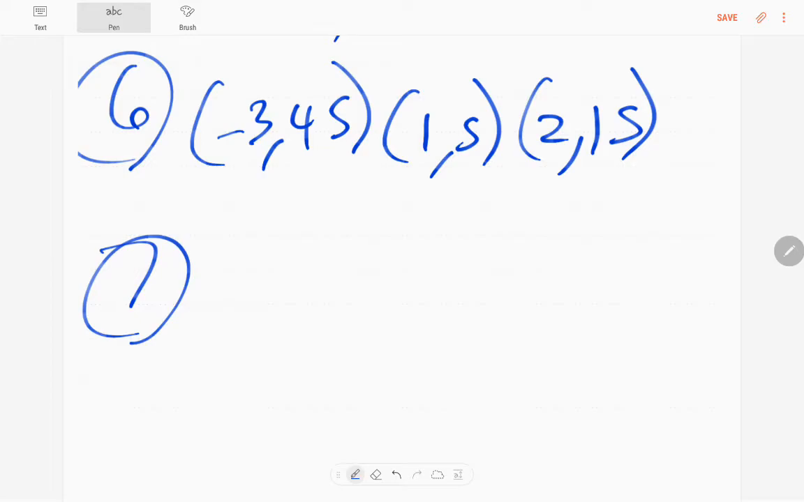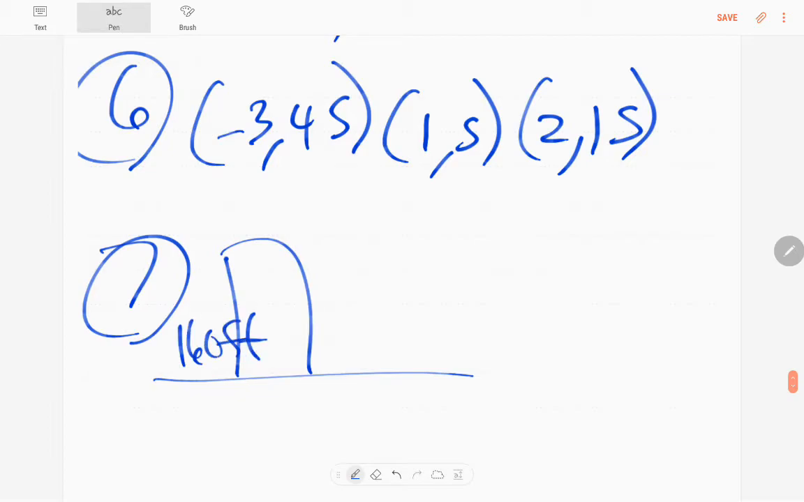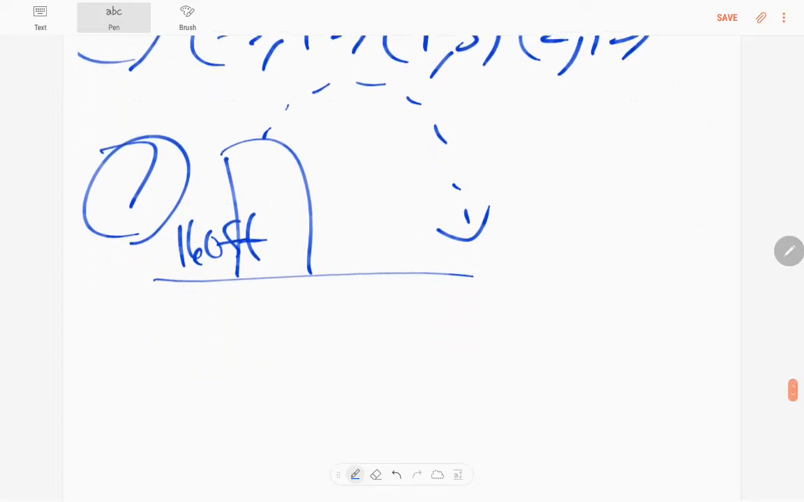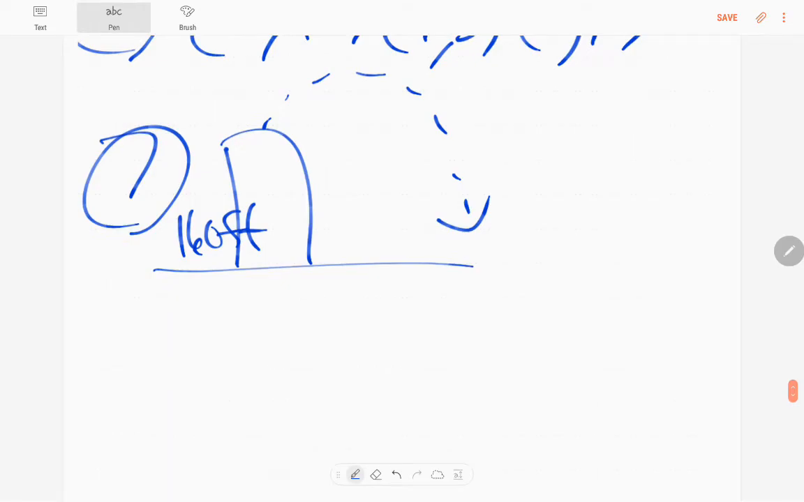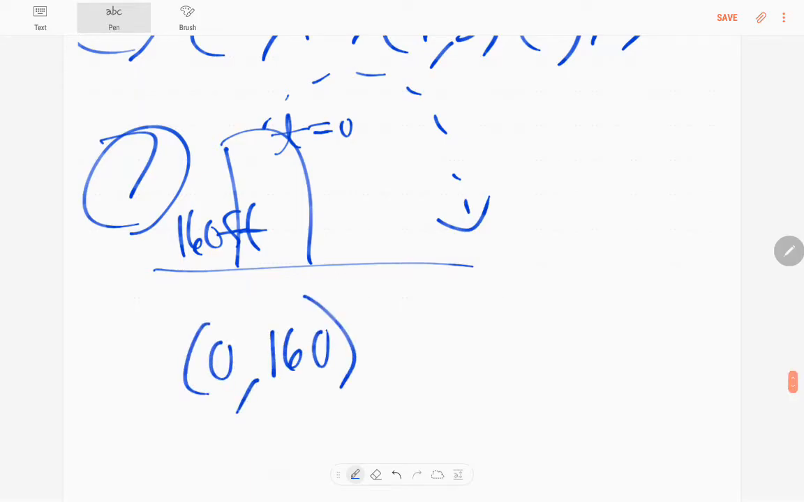The tricky part about number 7 is to actually come up with the points. Let me read it to you. It says a ball is thrown upward from the top of a 160-foot high building. So the height of the building is 160 feet. The ball is 192 feet above ground level after 1 second. So first of all, let me make the observation that when t is equal to 0, the ball is 160 feet above the ground. And it says the ball is 192 feet above the ground after 1 second.